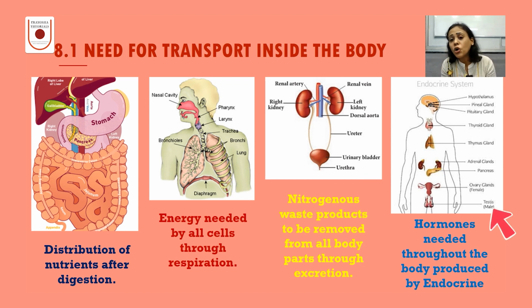And the last is the endocrine system. The endocrine system is going to produce hormones, and the hormones are going to be taken to the target organs again with the help of blood. So this is the way it is helping 4 other organ systems to function efficiently in our body.